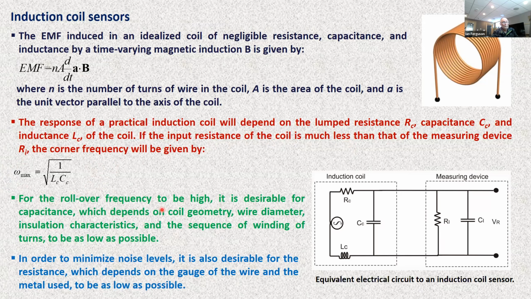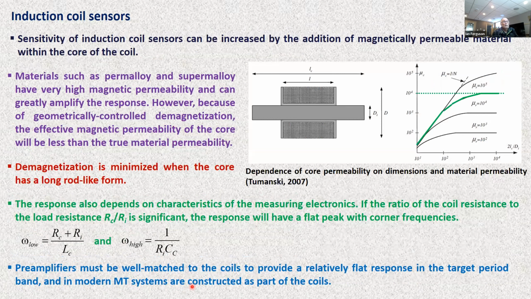And for this rollover frequency to be high, it is desirable for the capacitance, and that depends on the coil geometry, the wire diameter, insulation characteristics, and sequence of winding, to be as low as possible. In order to minimize noise levels, it is also desirable for the resistance, which depends on the gauge of the wire and the metal used, to be as low as possible. The sensitivity, of course, can be increased by the addition of magnetically permeable material within the core of the coil.